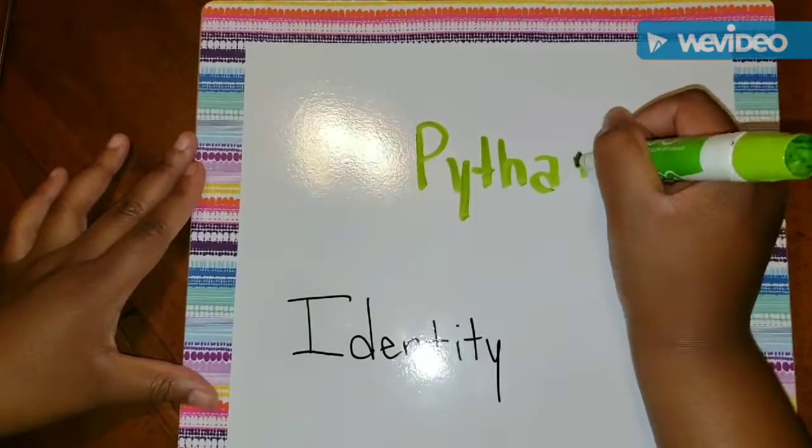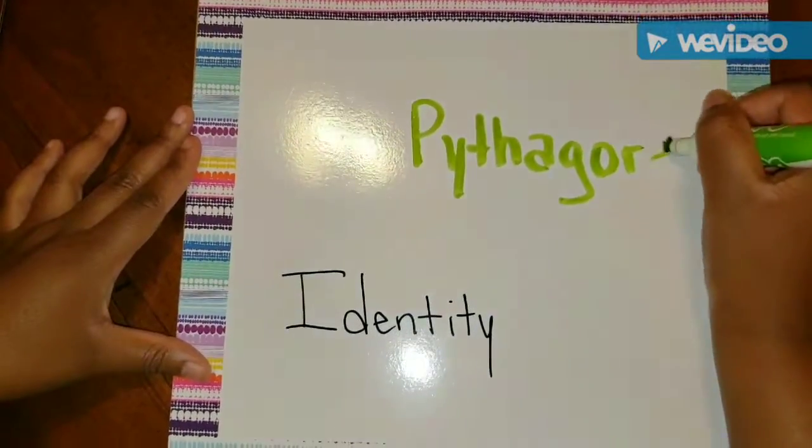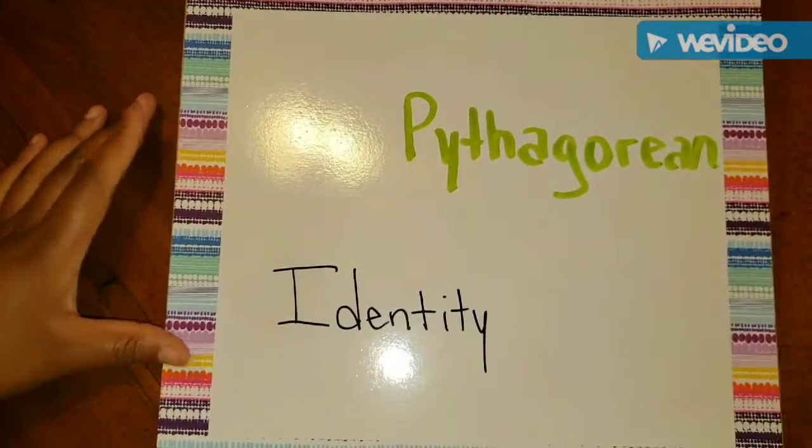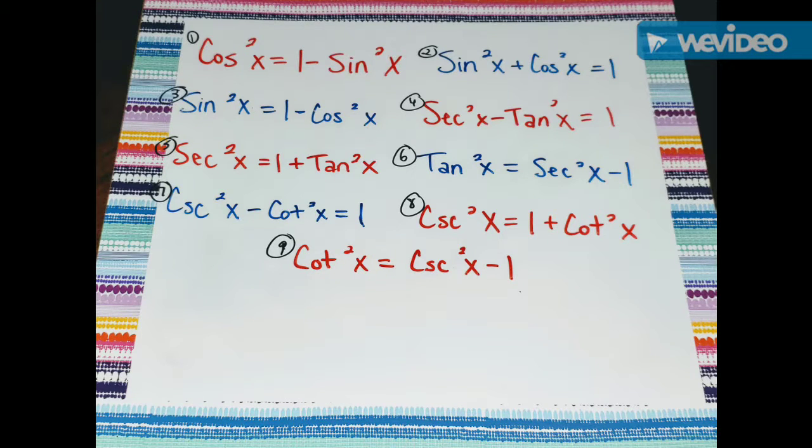So our next identity is the Pythagorean identity. And these are all of the identities for them.